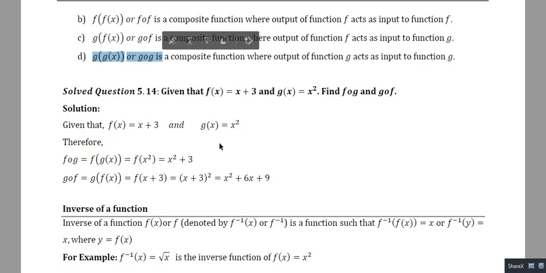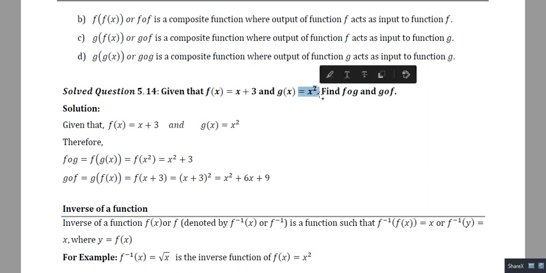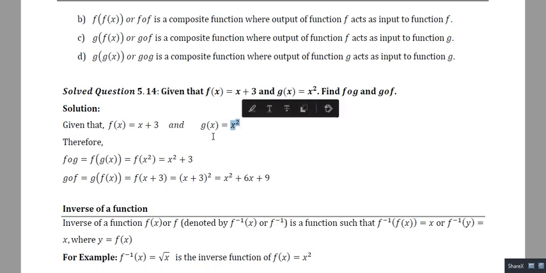So let me take an example. f of x is given as x plus 3 and g of x is given as x square. Find f of g and g of f. So f of g will be f of g of x. In place of g of x, you just put x square. So f of x square will be x square plus 3, because we know f of x equal to x plus 3. So f of t will be t plus 3, f of p will be p plus 3. So f of x square will be x square plus 3.